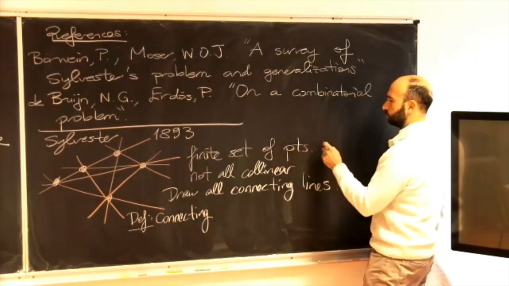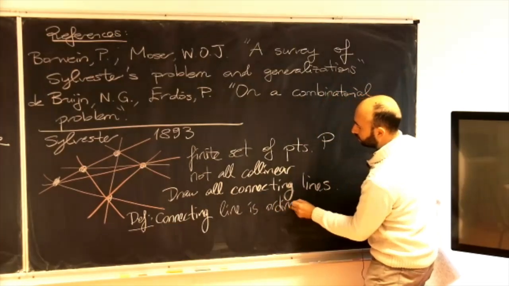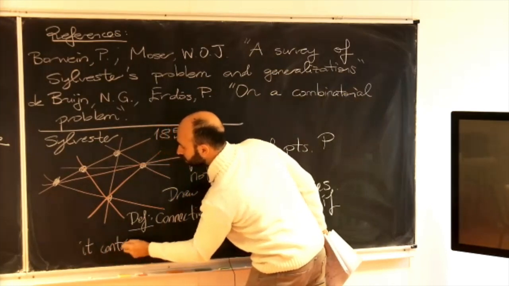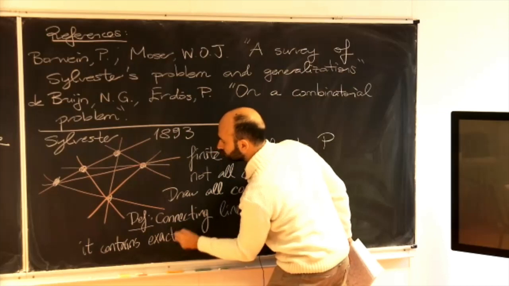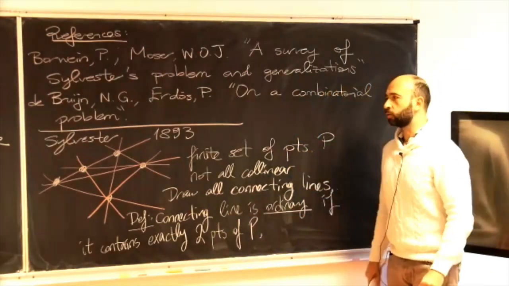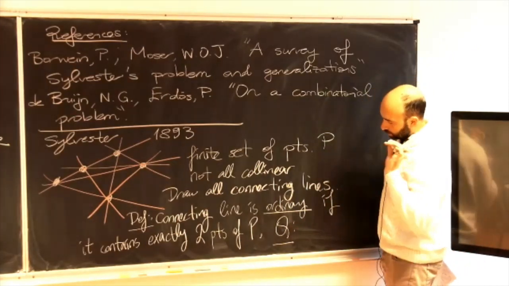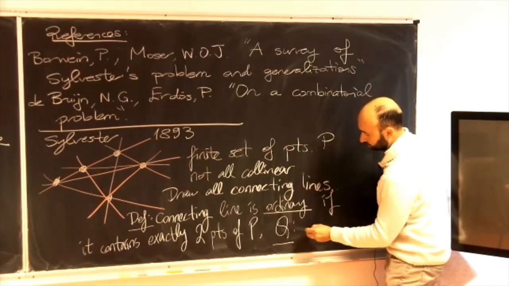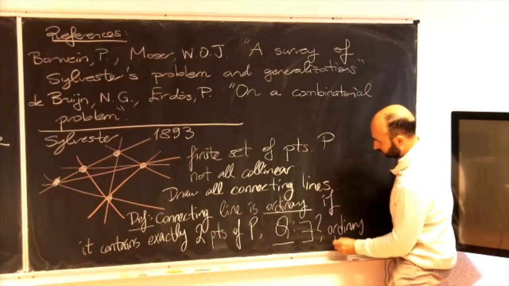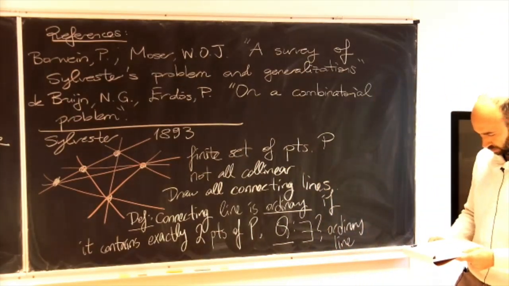Maybe I should give even a name to this finite set of points. Let's say P. A connecting line is ordinary if it contains exactly two points of P. And the question which I think could fit here is, must there always be at least one ordinary line? Do you necessarily have an ordinary line? So this was Sylvester's problem.